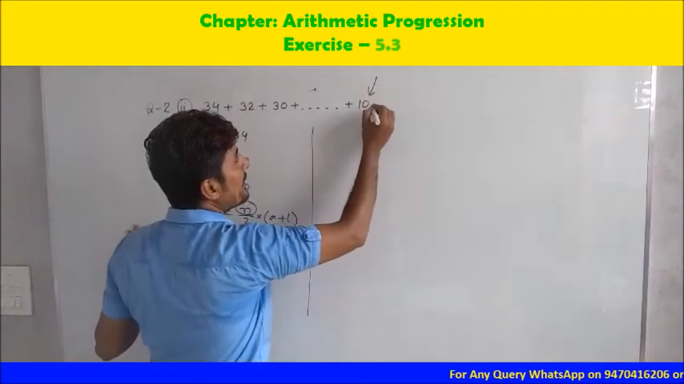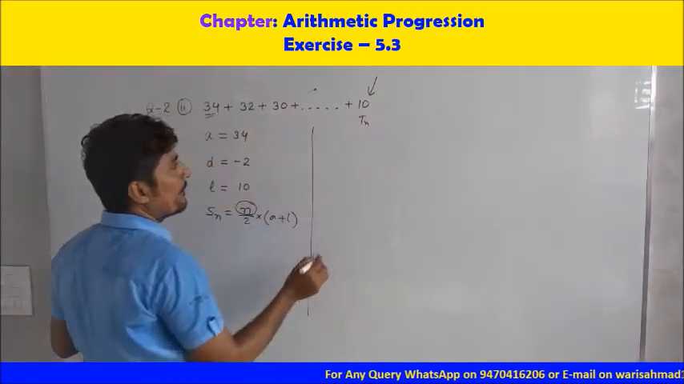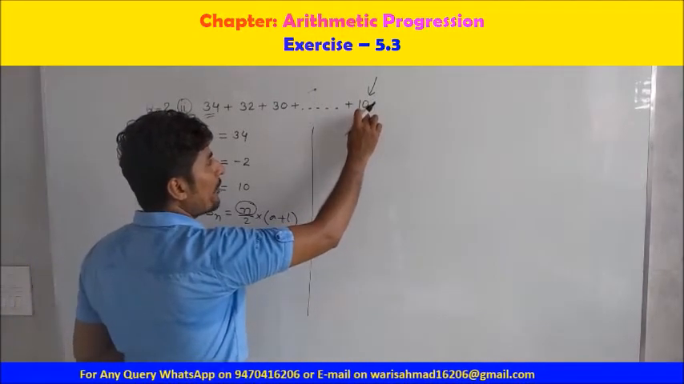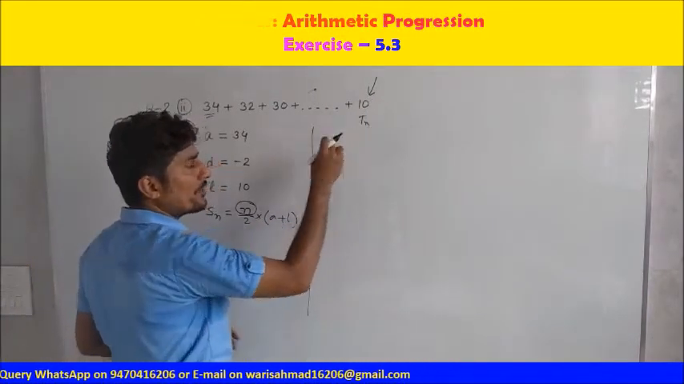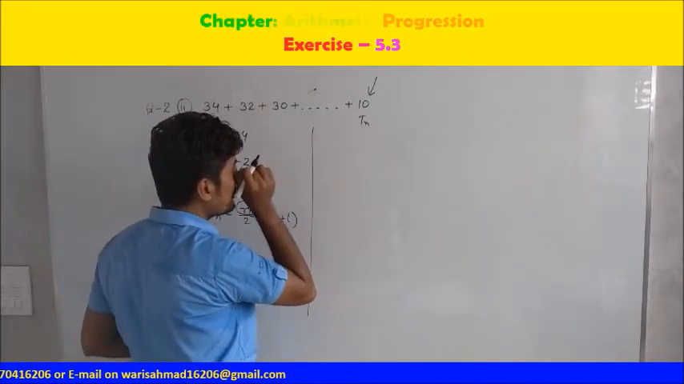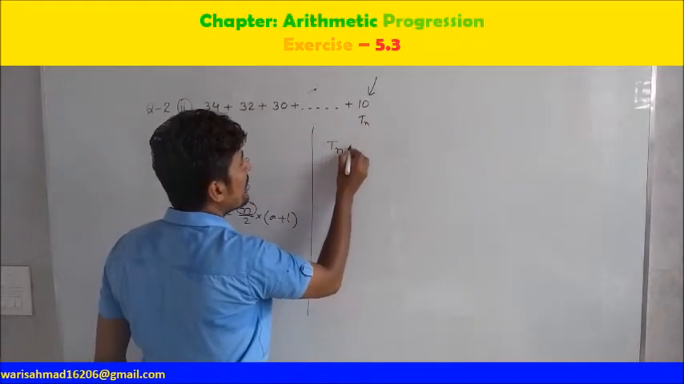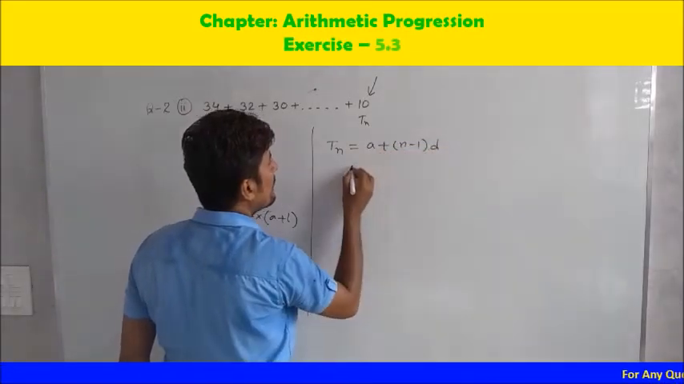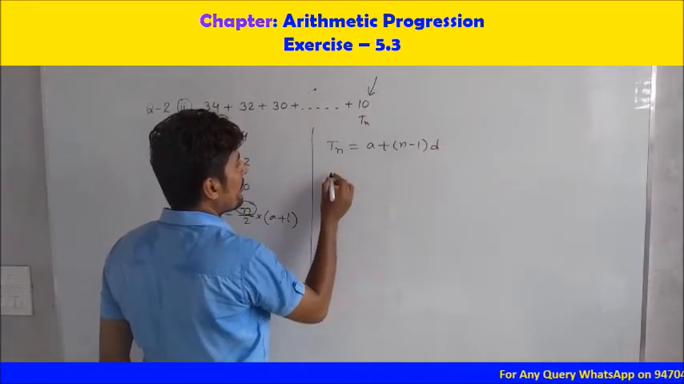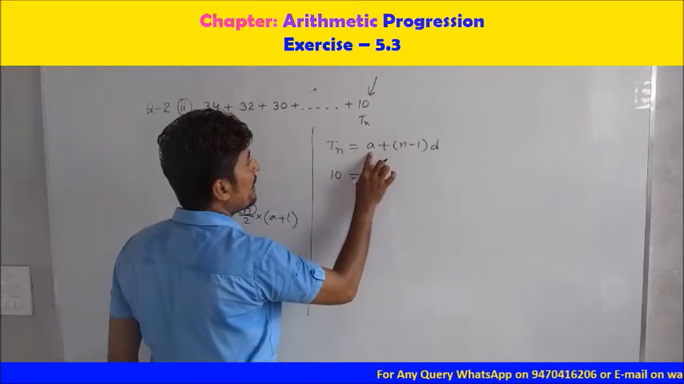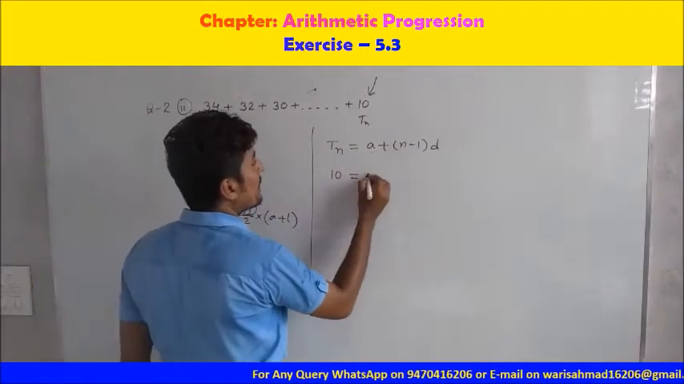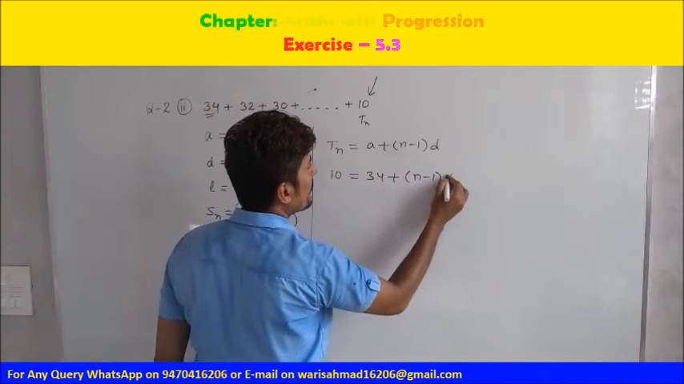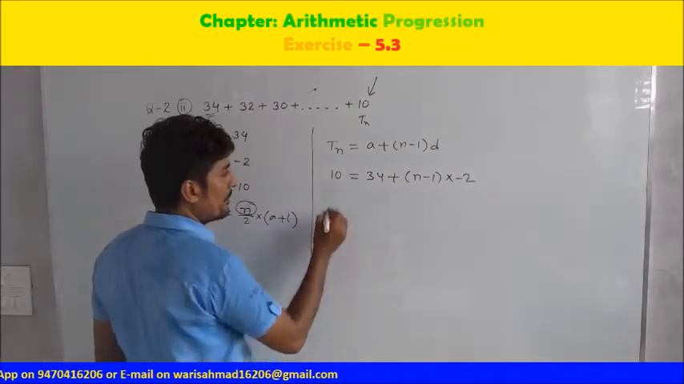By assuming n equals the nth term, we can find the value of n. Suppose this is the nth term of the AP. So we can find the position, meaning the value of n of this term. As we know, Tn equals a plus (n minus 1) into d. So here the nth term is given 10, the value of a is 34, so we can write 34 plus (n minus 1), n we have to find out, multiplied by d. The value of d is minus 2.